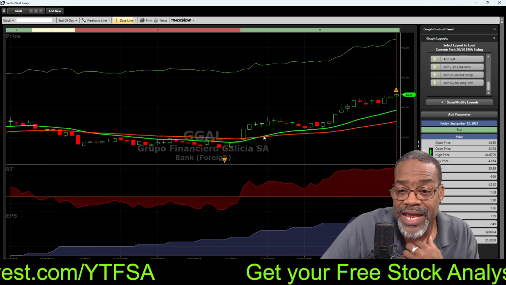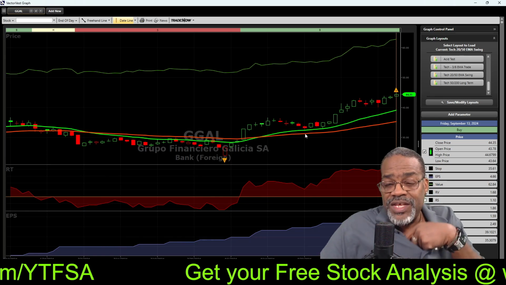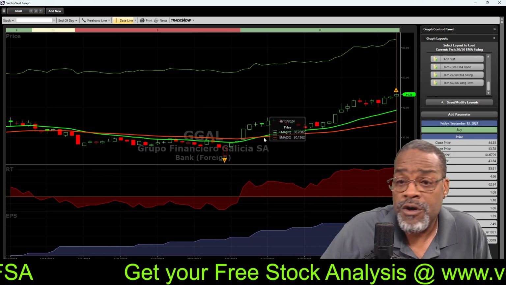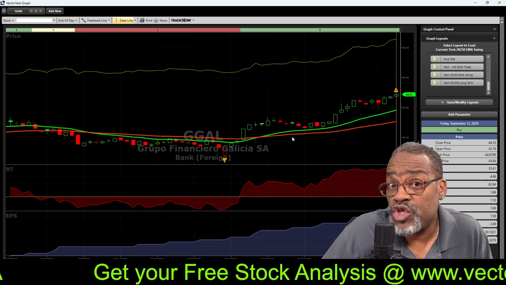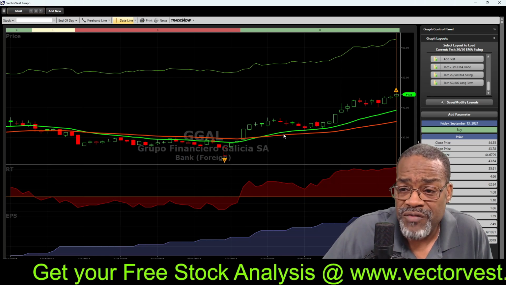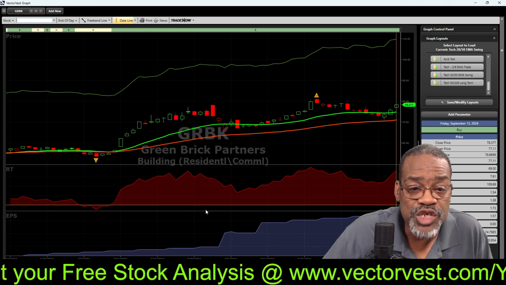Now, on GGAL, the 20 crossed above the 50. I like using the 50 as a sense of a trend line. Either one of these, because they are longer, slower moving averages, can serve as a trend line as well. 20/50 cross, you're still in it. Love the earnings per share. RT is above 1.